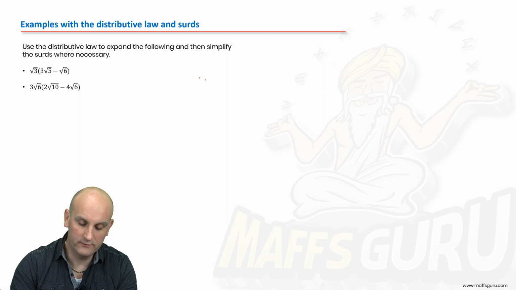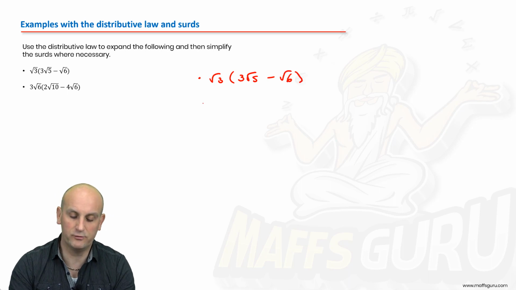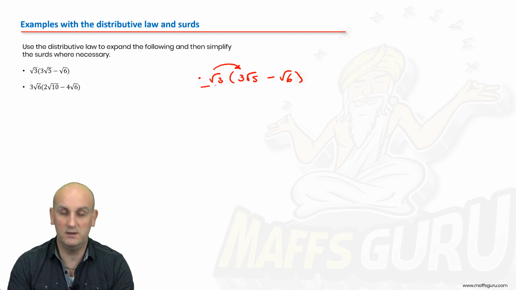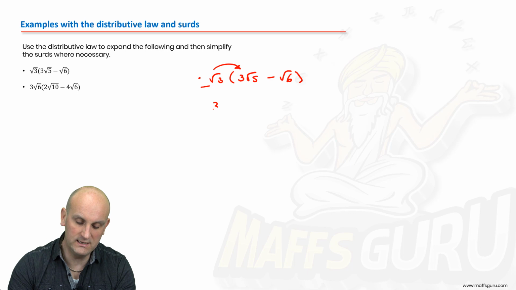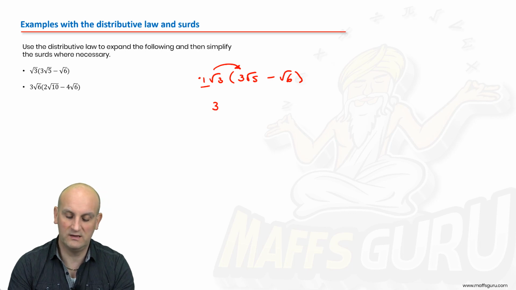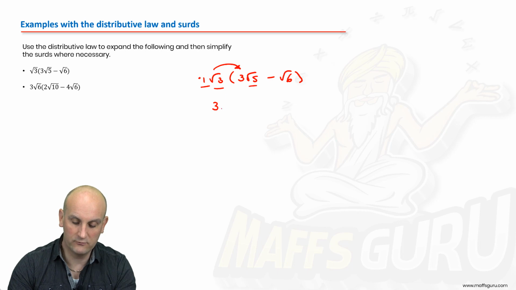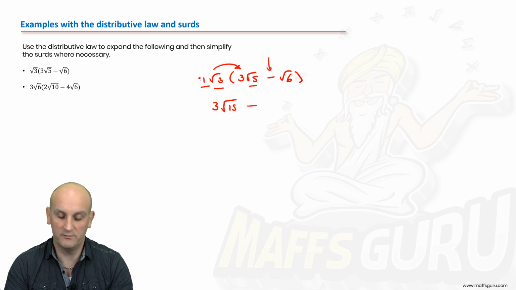We've got this first example of root 3 times 3 root 5 minus root 6. Okay, so root 3 times both of these. Well, is there a number outside the root 3? Well, yes, theoretically 1, but I'm just going to do that 3. So 1 times the 3 outside gives me 3, and then I'm going to multiply the roots together. So root 3 times root 5 is root 15. I'm going to put a minus sign. Why? Because that's a minus, and this is a plus, and so a minus times a plus is a minus.